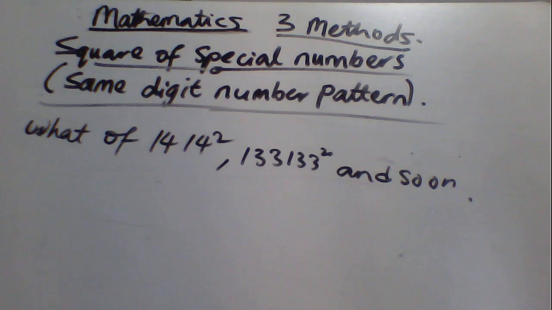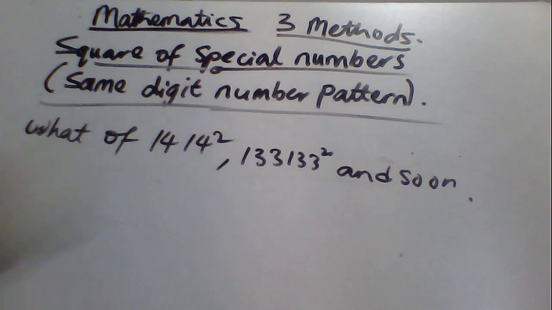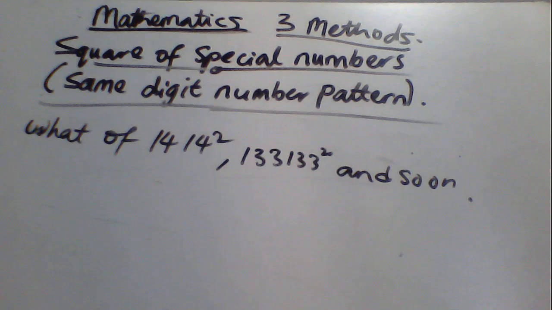We have done the ones where all the digits are less than 10. But what if the repeated digits are greater than 10? You see, this one is greater than 10: 14, 133. So how do you find the square of this number? Because we say it is a same-digit number pattern. So how do we find it?